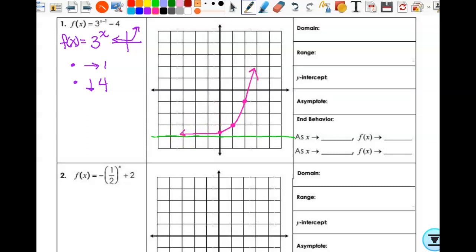So then I fill out the info for this. The domain, still -infinity to infinity. The range, where do I start? -4 and go to infinity.